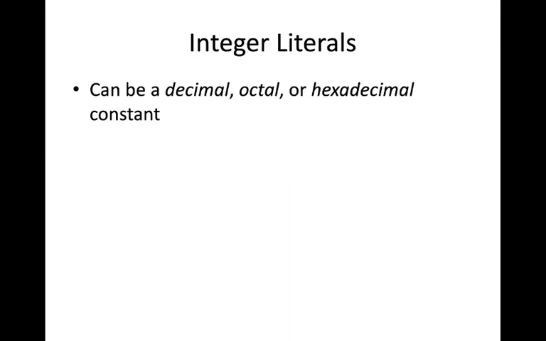Now we'll see integer literals. There are different integer constants. They can be decimal constants, octal constants, or hexadecimal constants. You may not be familiar with octal and hexadecimal. You are familiar with decimal because from school days you have been using the decimal number system, that is, digits from 0, 1, 2, 3 up to 9.